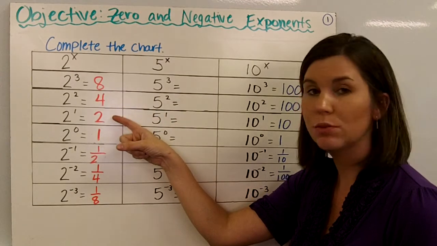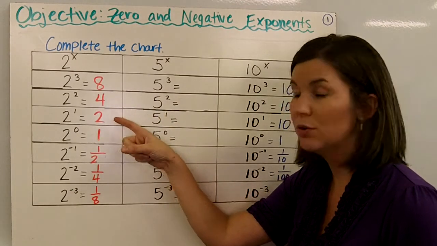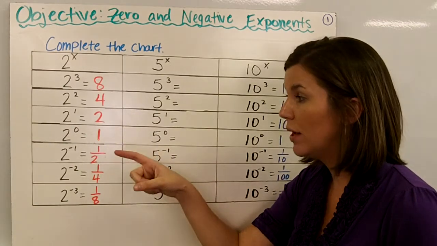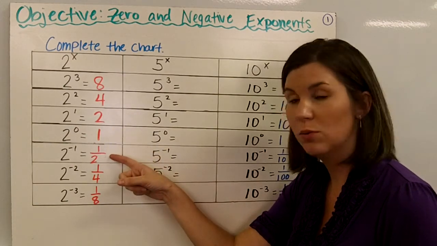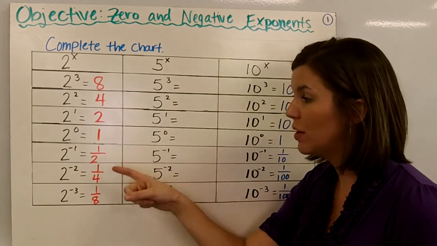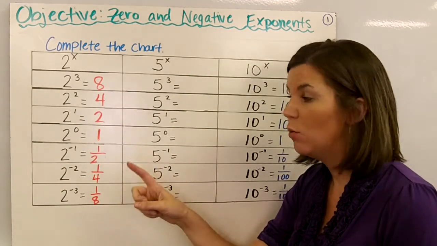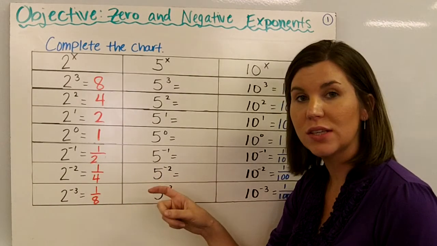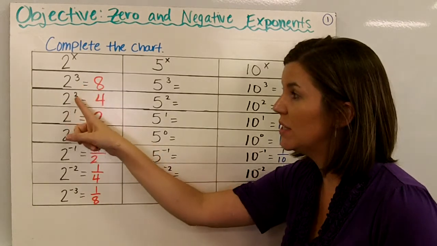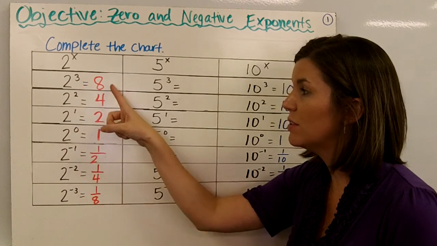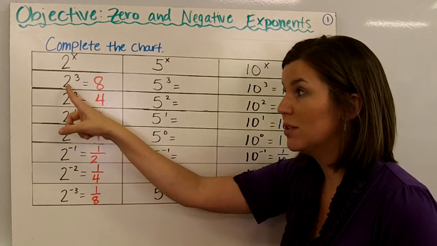8 divided by 2 is 4. 4 divided by 2 is 2. 2 divided by 2 is 1. 1 divided by 2, 1/2. 1/2 divided by 2, 1/4. 1/4 divided by 2 gives us 1/8. So each time we step down with our exponent, we are dividing by our base, which is 2.